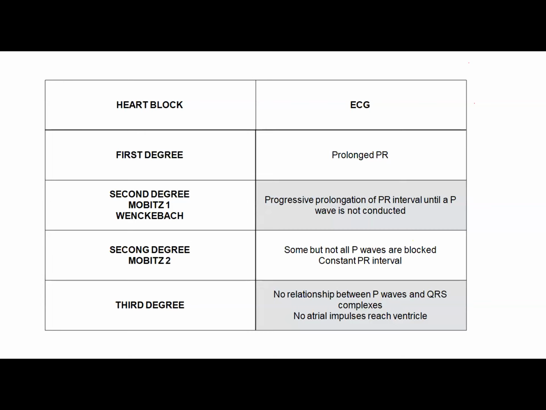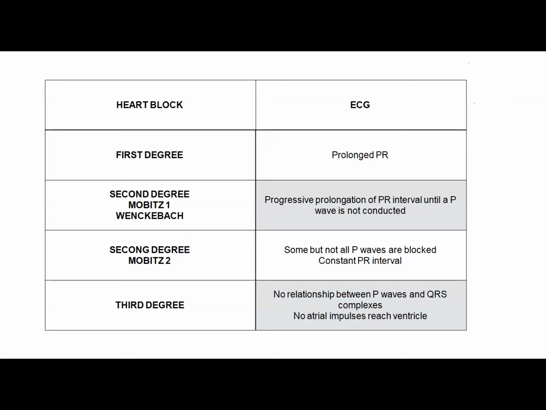First degree heart block, your PR is prolonged. Second degree heart block, you have a progressive prolongation of the PR interval in Mobitz type 1 until you have some missed beats. So your PR interval will slowly progress and then you'll have a missed beat, and this continues again and again. In Mobitz type 2, your PR interval is constant, but some of the P waves don't transmit across the AV node to give QRS complexes. So you'll have missed beats.